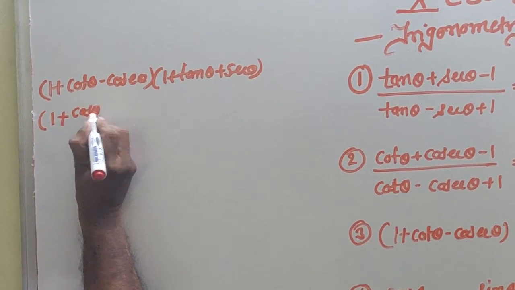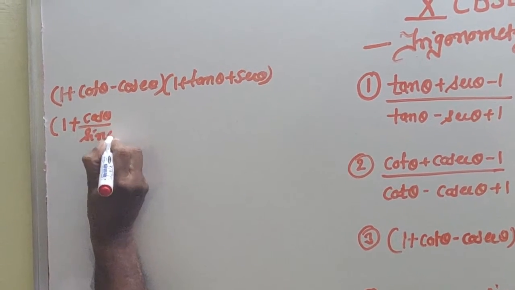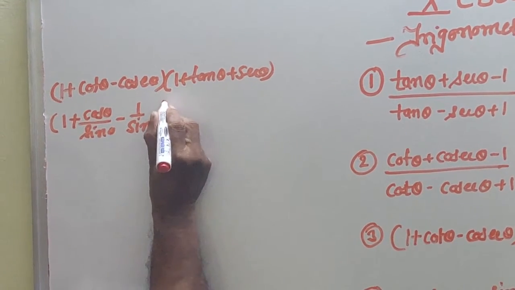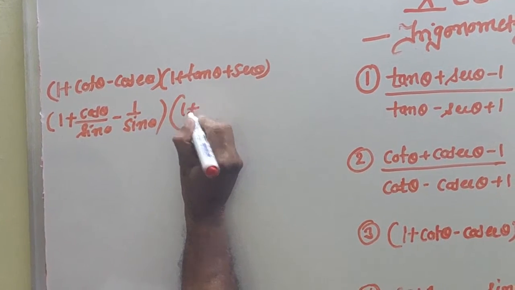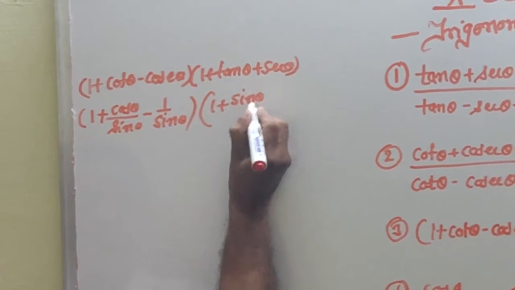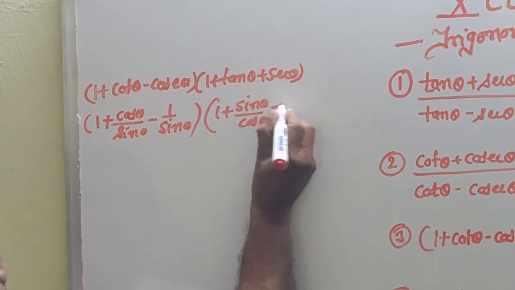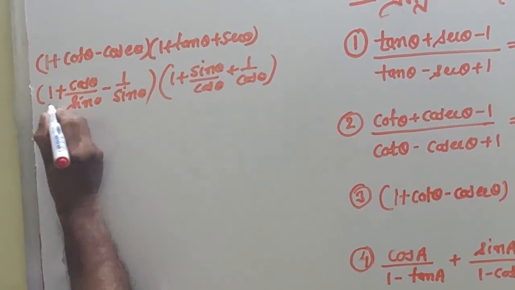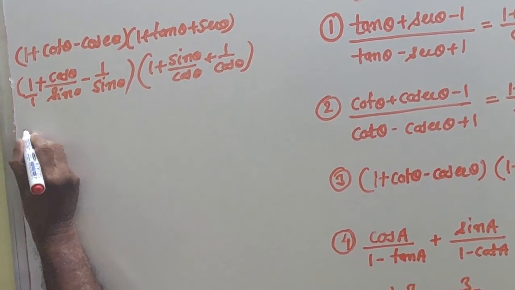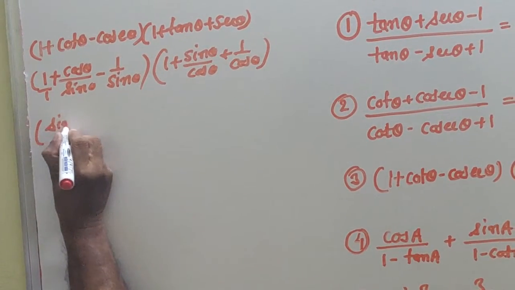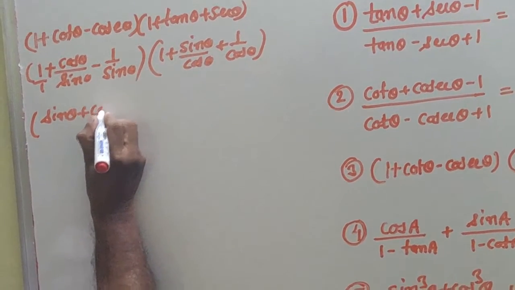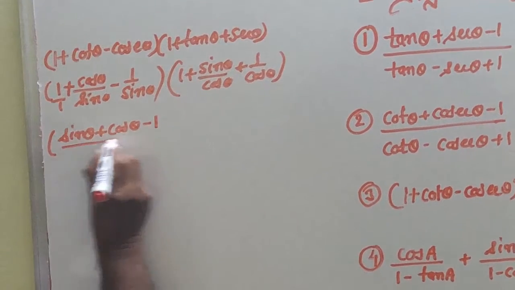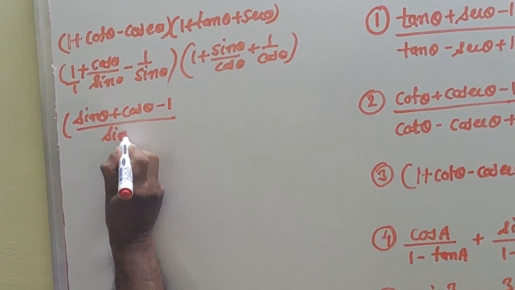So cot theta can be written as cos theta upon sine theta minus 1 upon sine theta. Can I write it down like this? Now in the second bracket, 1 plus sine theta upon cos theta plus sec theta, written as 1 upon cos theta. Now I will take the LCM. What will come here? Sine theta plus cos theta, minus 1 will remain the same, and sine theta will come here.